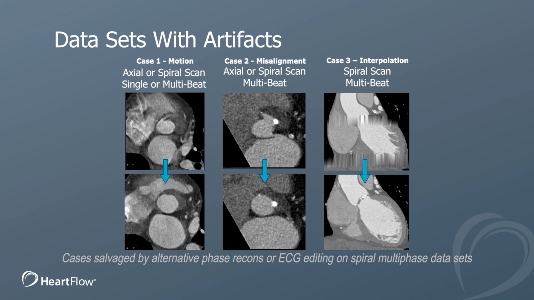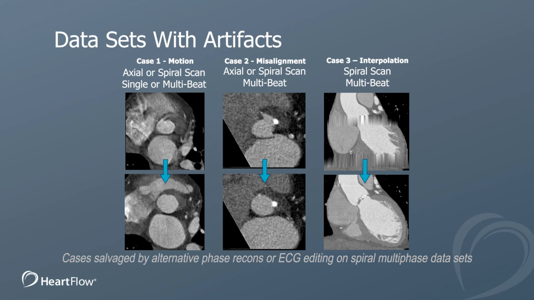In case 1, we have excessive motion of the aortic annulus. This can occur on any vendor platform, any scan modality, whether it's axial or spiral acquisition, single or multi-beat. Sometimes, depending on the method with which you scan the patient, you can reconstruct the image and get a motion-free picture as you see below.